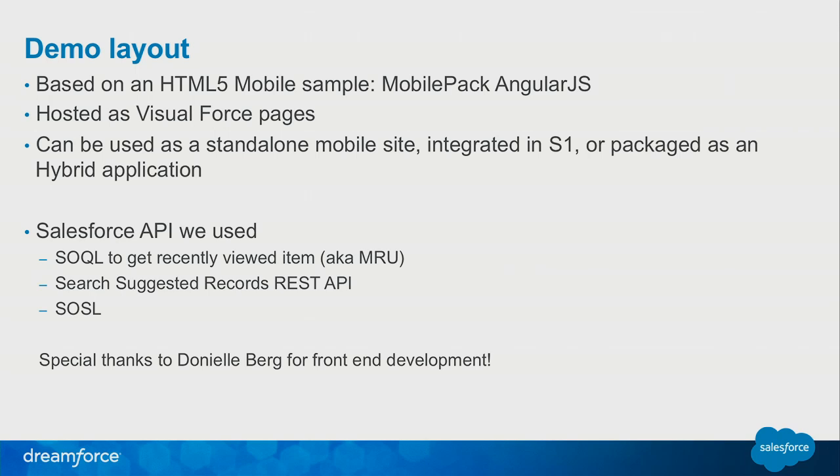So now let's look at the different APIs that we use for this demo. There are three main APIs. The first one is SOQL. We use SOQL to get the recently viewed items, also known as MRU for most recently used. The second one is this new Winter 15 API called Search Suggested Record, which is available as REST and allows you to type ahead the name of records. And of course, the last one that you may know about is SOSL, to perform a full text search. Next slide.